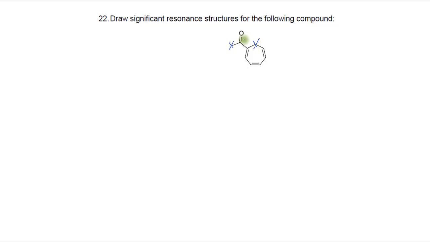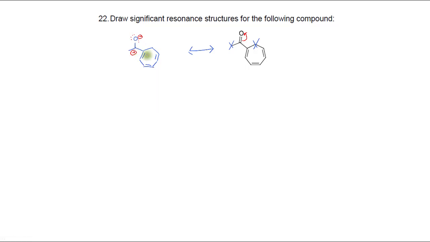So I'm going to draw a resonance structure here where the electrons go on to the oxygen. Here's another 7-membered ring. So all of the electrons in the ring are the same, but now I've shifted my electron lone pair onto the oxygen. So that has 3 pairs now, and this carbon is short a lone pair.